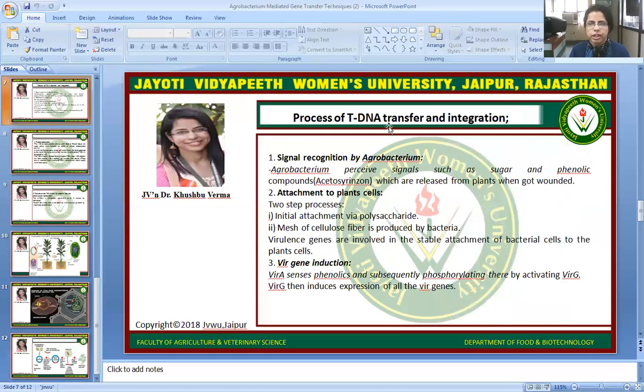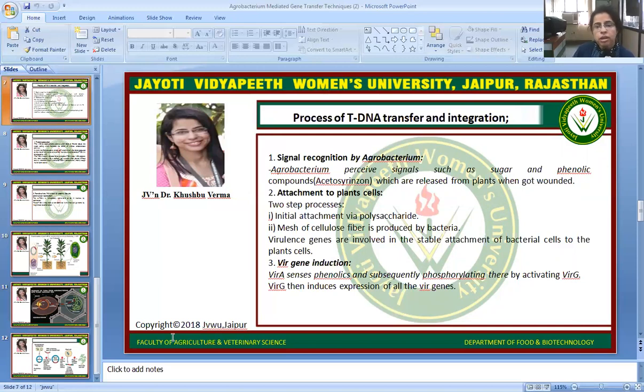Process of T-DNA transfer and integration. First one is signal recognition by Agrobacterium. Agrobacterium receives signals such as sugar and phenolic compounds which are released from plants when wounded, and attaches to plant cells. Two steps will be followed. First is initial attachment via polysaccharide. Second is a mesh of cellulose fibers produced by the bacteria. Virulence genes are involved in the stable attachment of the bacterial cell to the plant cell.